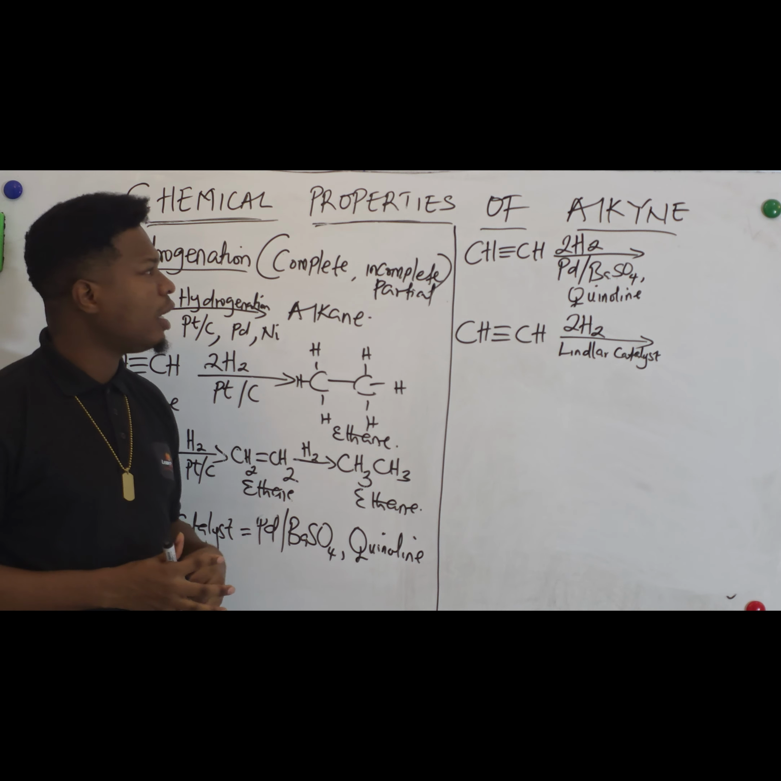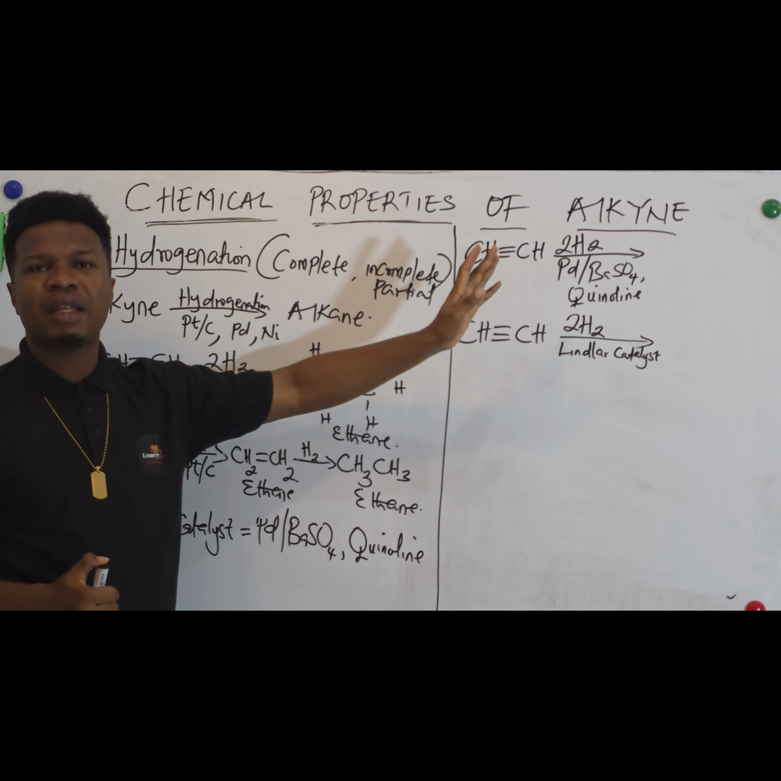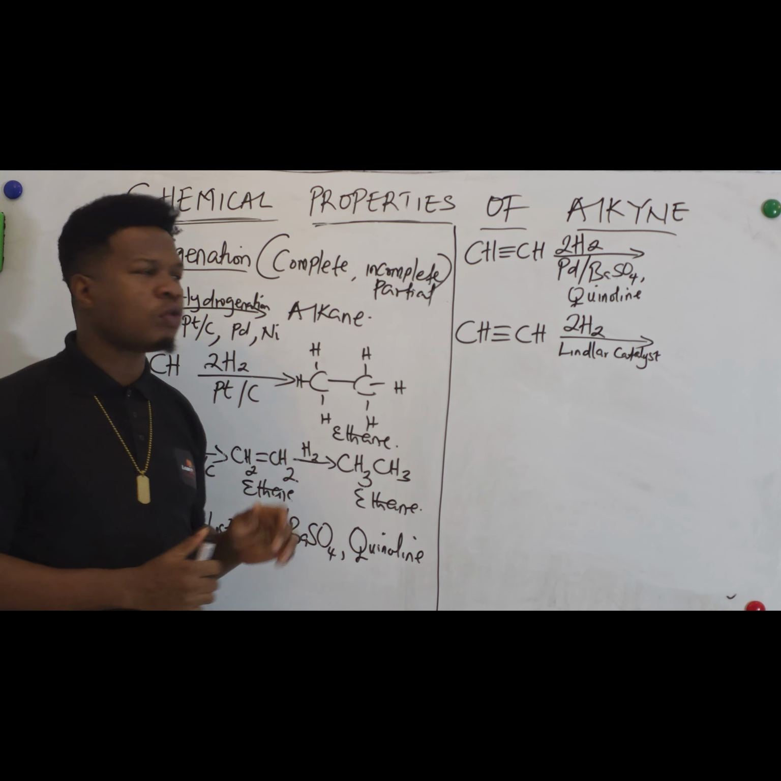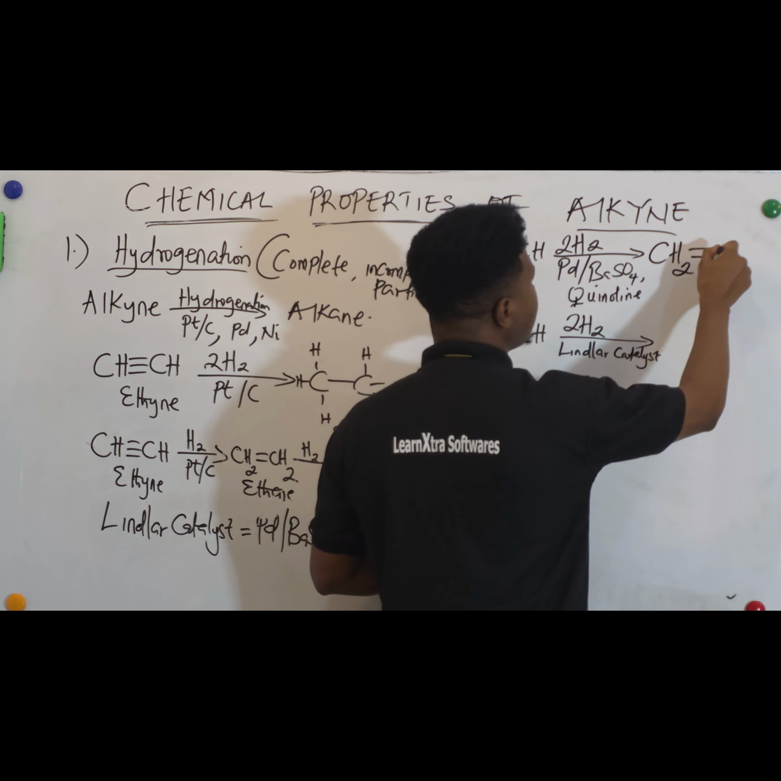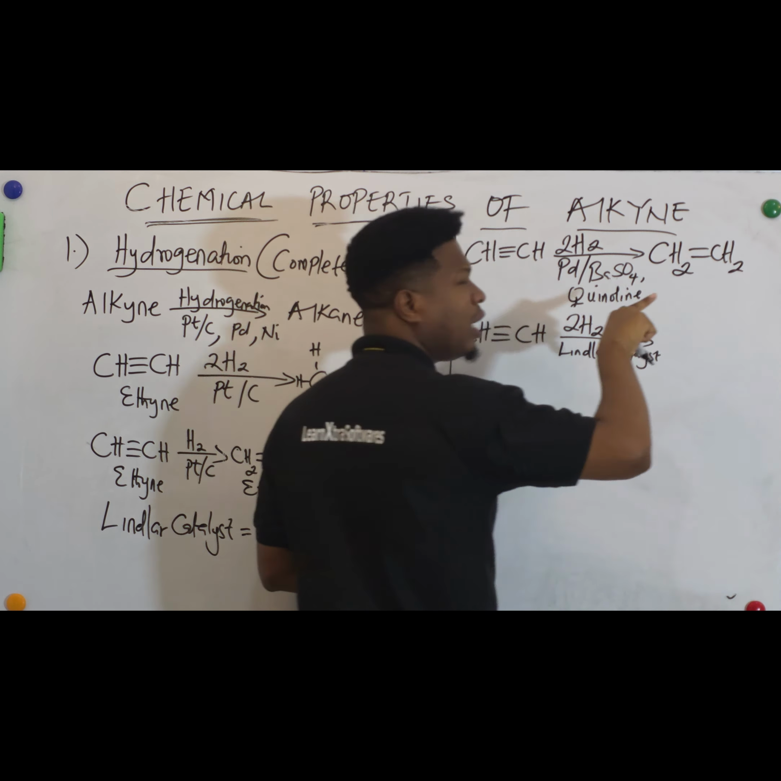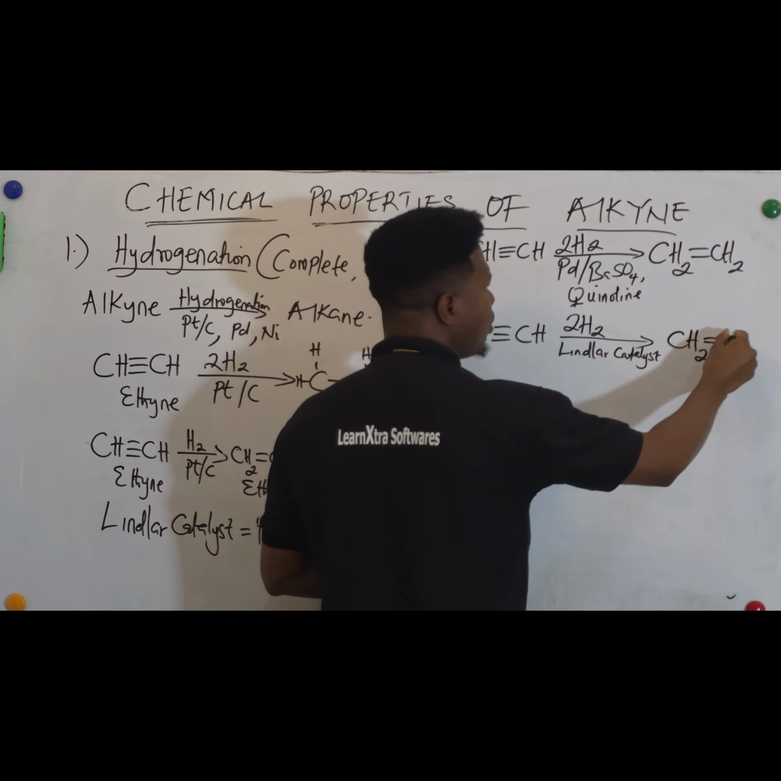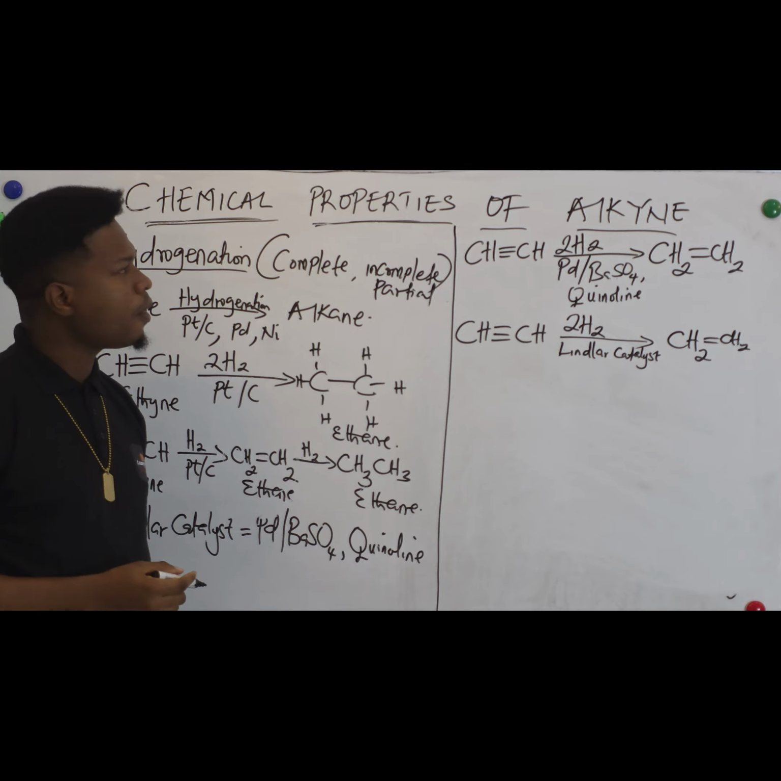I think it was the first that was discovered. Okay, so what this catalyst does is to stop this reaction at the alkene. That is, addition will occur only once. Hydrogenation will occur only once. So when it happens, what you're going to have is CH2 double bond CH2. There will be no further hydrogenation. It will stop there. That's as easy as that. Okay?